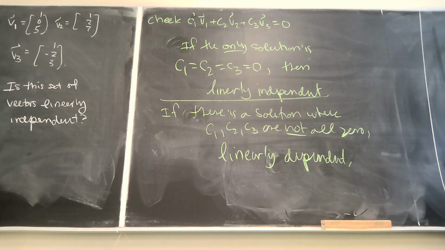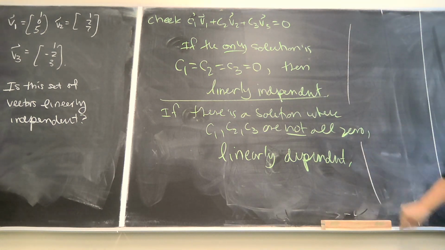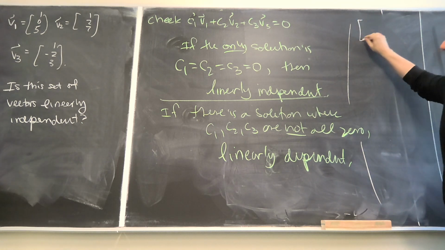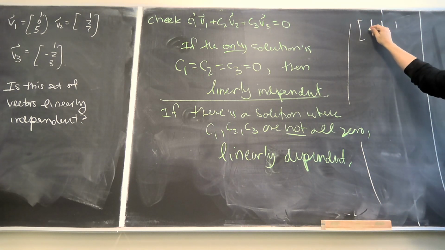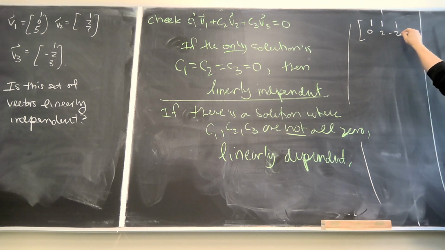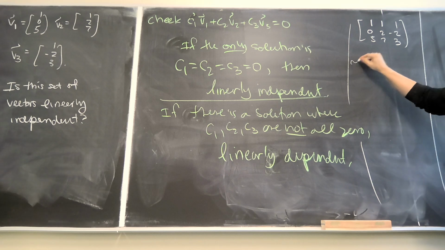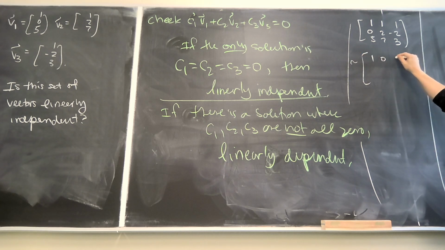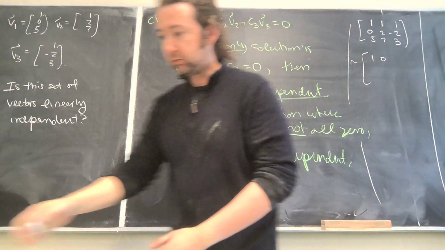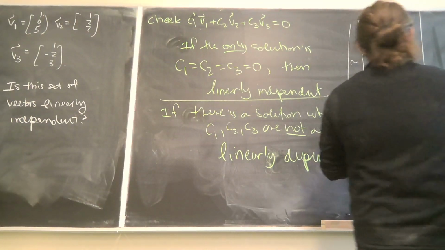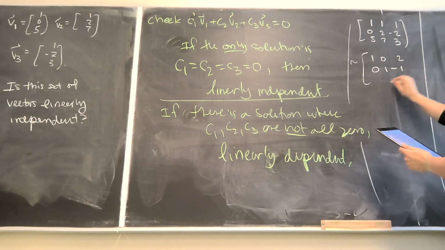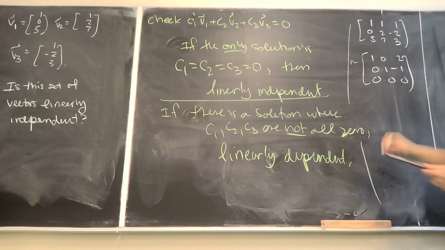Put them into a matrix. So we've got one tool. We bring out the hammer and we put them in a matrix. 1, 1, 1, 0, 2, minus 2, 5, 7, 3. We row reduce it. I have actually what this row reduces to right here: 1, 0, 2, 0, 1, minus 1, 0, 0, 0. What do I conclude? Why?